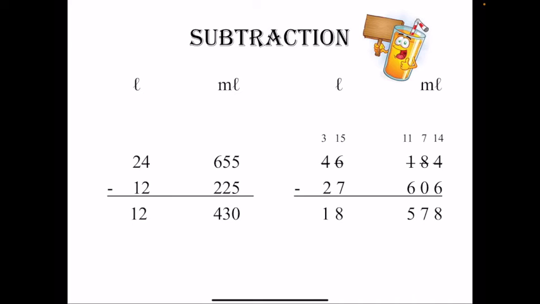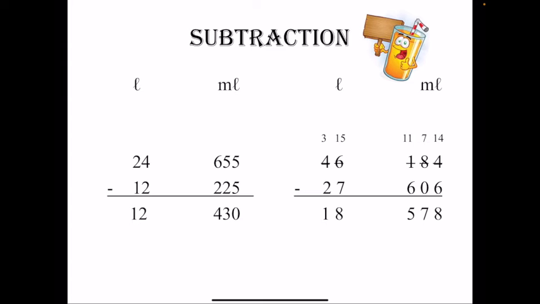Now the next sum. The sum is 46 liters 184 milliliters minus 27 liters 606 milliliters. Now we will subtract these. Starting from the extreme right, we see that we have to subtract 6 from 4, which is not possible. Yes, now you know why it is not possible. Because 6 is a bigger number as compared to 4, and you cannot subtract a bigger number from a smaller number. So what will 4 do?